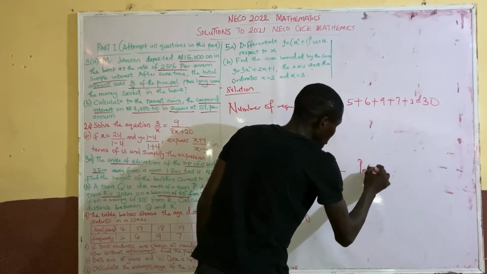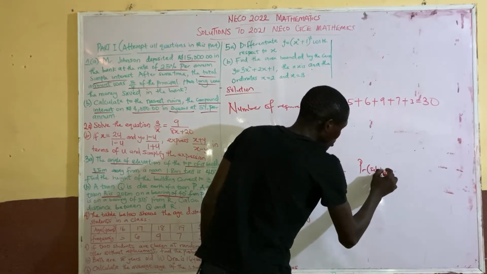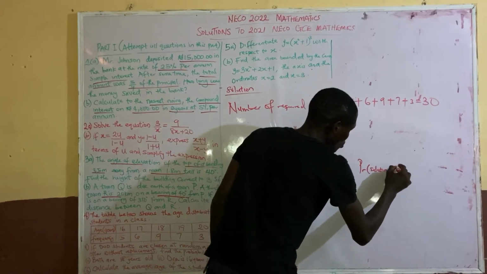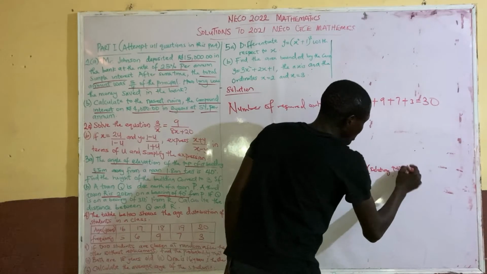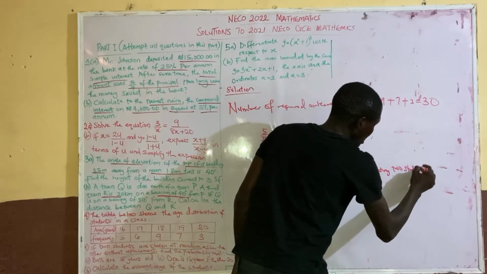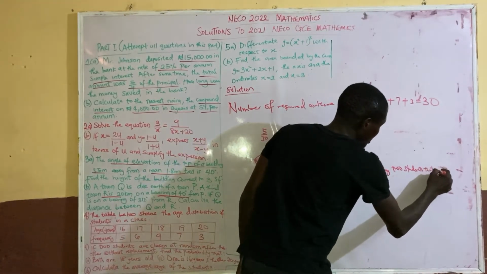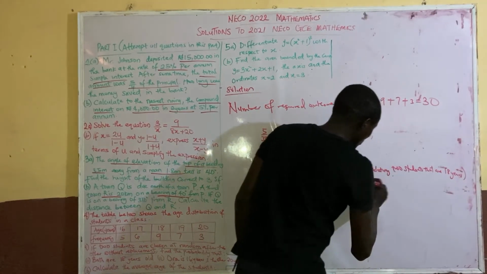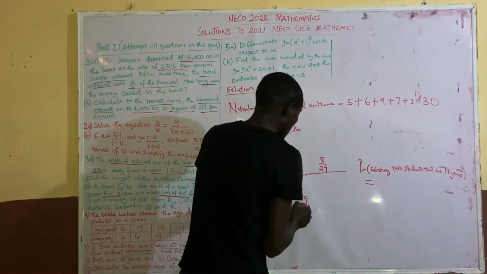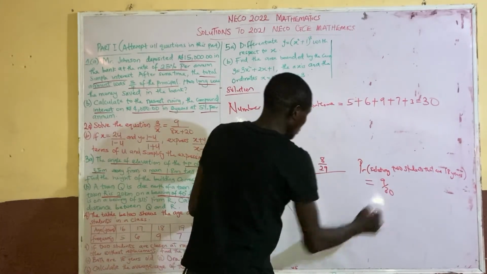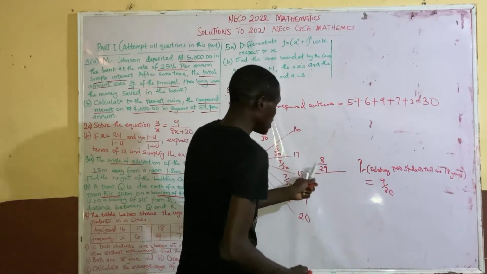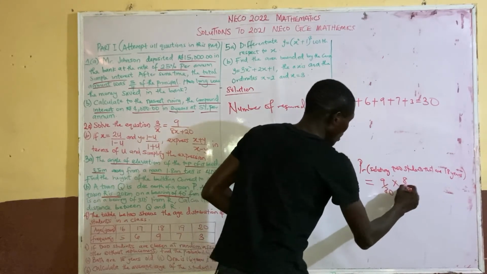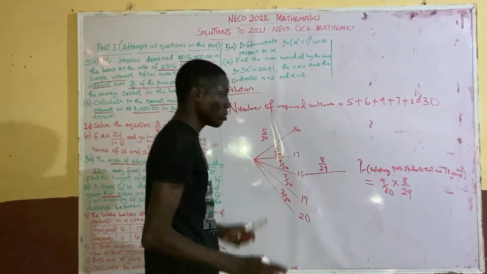So now to calculate the probability of selecting two students that are 18 years of age, it will be equal to 9 over 30 for the first one. For the second one, it will be multiplied by 8 over 29. So you multiply it together.